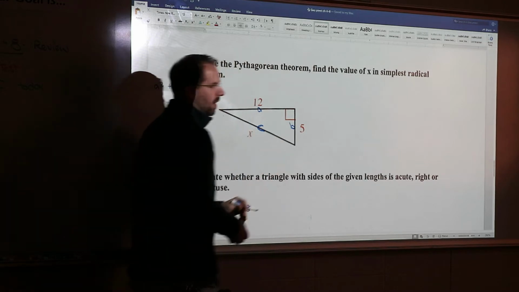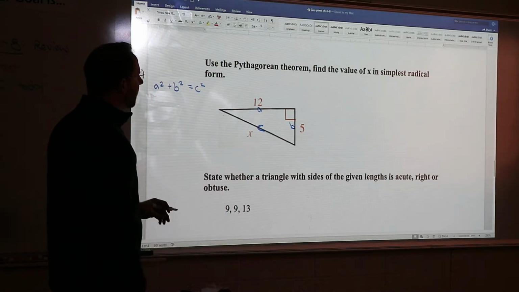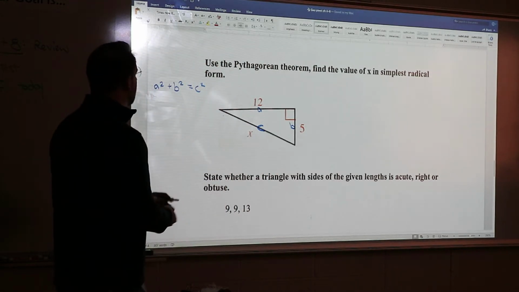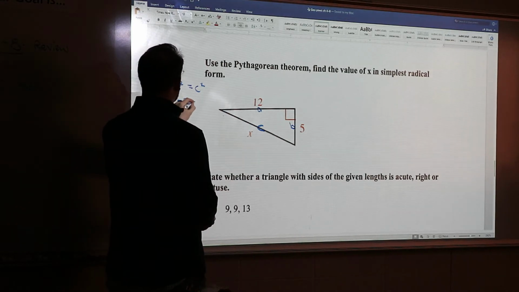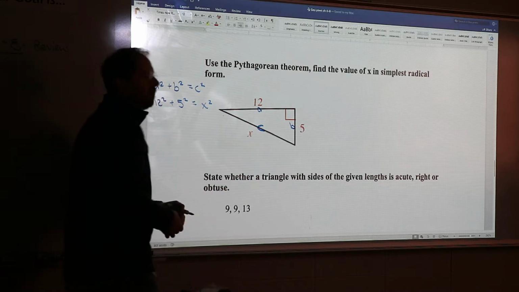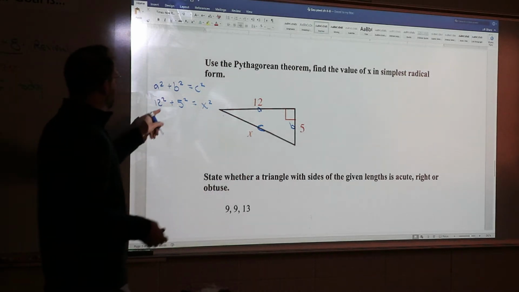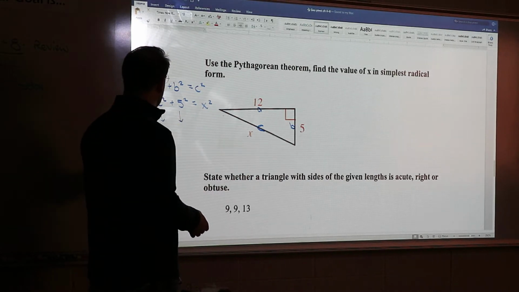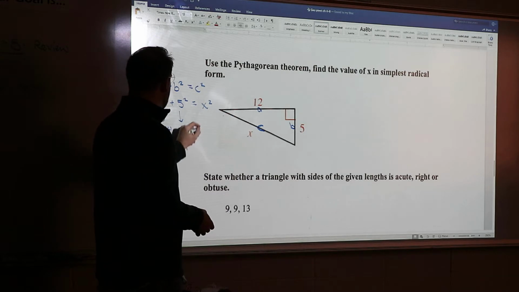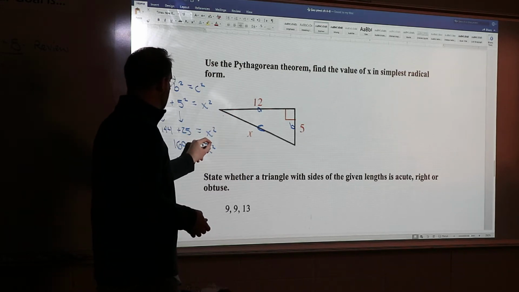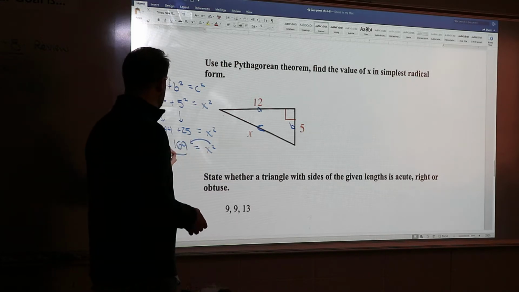I don't even care which one's A and which one's B. A could be the 5, B could be the 12, it doesn't matter. But again, you square them. 12 squared plus 5 squared equals X squared. That's your hypotenuse squared. That's 144 plus 25. This makes 169. And then, to solve for X, how do I get rid of the power of 2? Square root. And that turns out to be a pretty number.